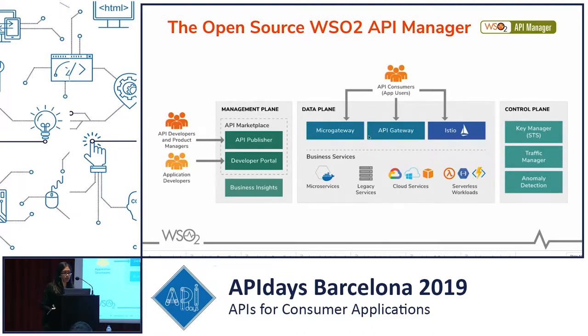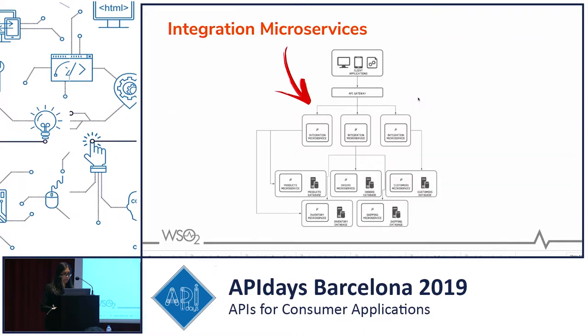So the API gateway is a runtime component. The API consumers or the application users, when they're accessing these microservices, will have to come to the API gateway. So they will access the APIs in the API gateway. And the API gateway will talk to the control plane, basically validate the OAuth2 token with the key manager, and also check if the traffic quota has been violated or not, and then dispatch that request to the backend microservice. So that's WSO2 API Manager's API management offering, and you can use the WSO2 API gateway as the API gateway.